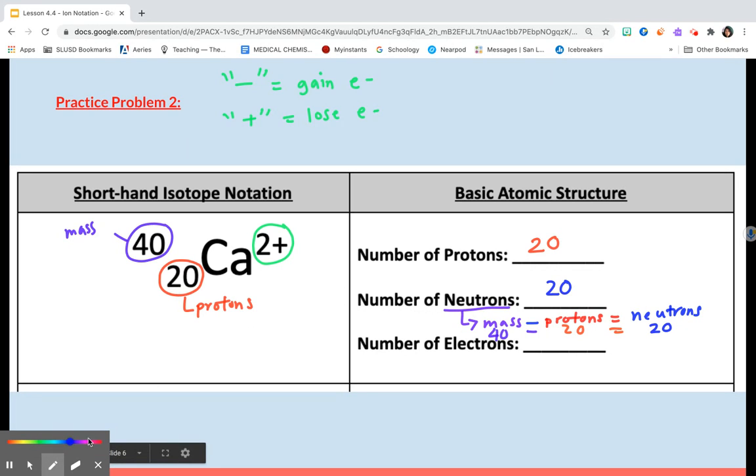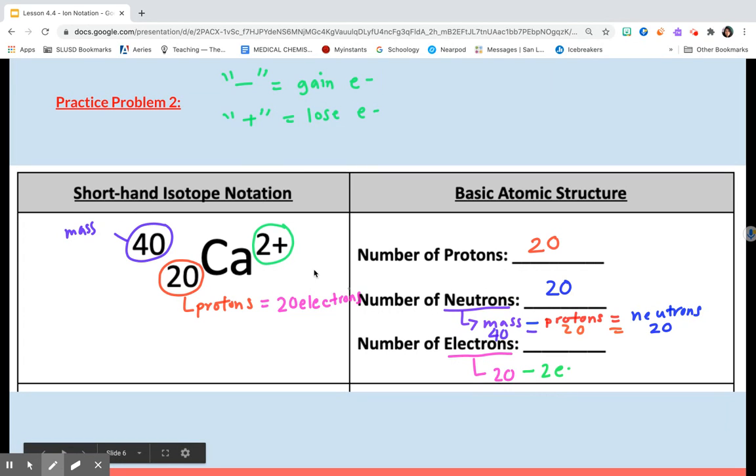So electrons now. This time, normally we have 20 electrons in regular elements. So normally I have 20 electrons, but this plus 2 means I'm losing electrons, because the plus sign means I'm going to lose electrons. How many am I going to lose? I'm going to lose 2. So I'm going to take 20 minus 2 electrons.